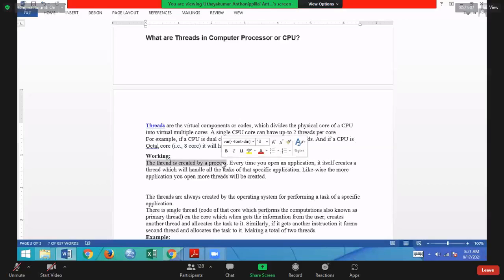The thread is created by a process. Every time you open an application, it itself creates a thread which will handle all the tasks of that specific application. So the thread can handle and manage the tasks of the application. Likewise, the more applications you open, the more threads will be created.